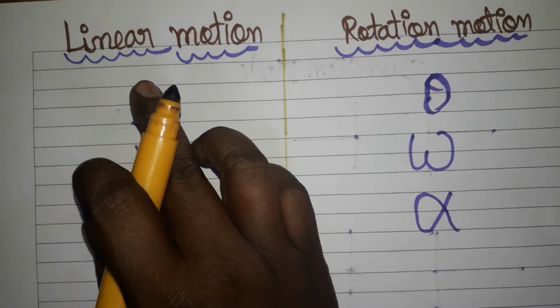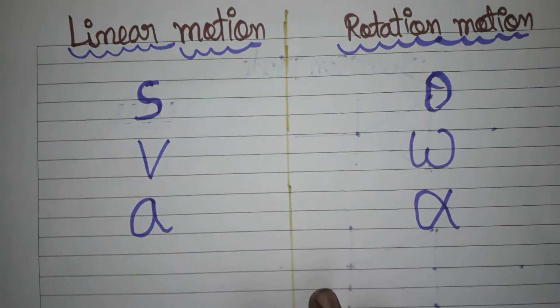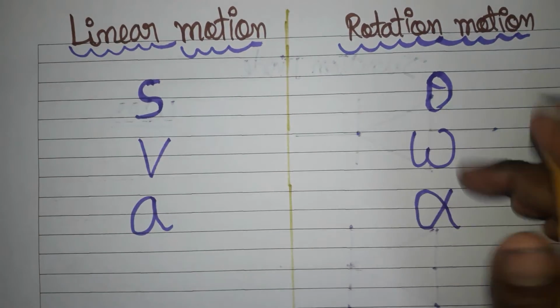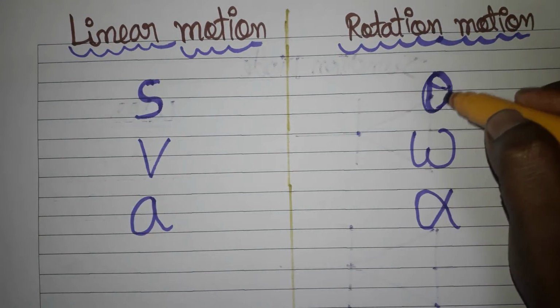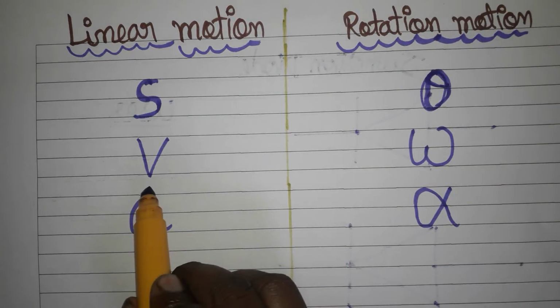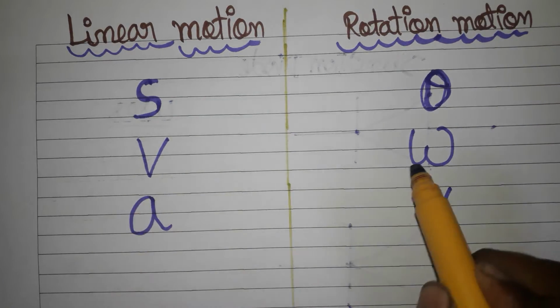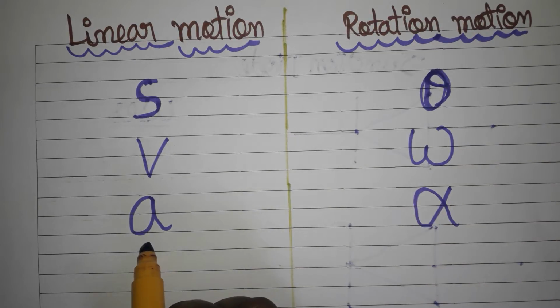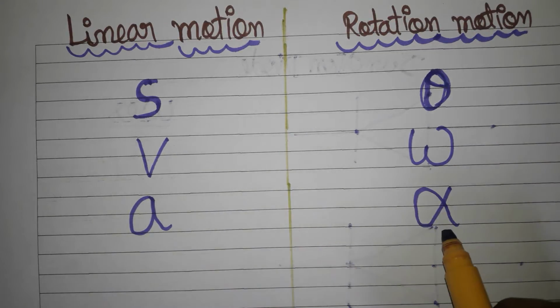Hello students, today we are going to learn the comparison of linear motion and rotational motion. In linear motion, displacement we call s; in rotational motion, displacement we call theta, the angular displacement. Velocity we call v, and angular velocity we call omega. Then acceleration in linear motion we call a, and in rotational motion acceleration we call alpha.